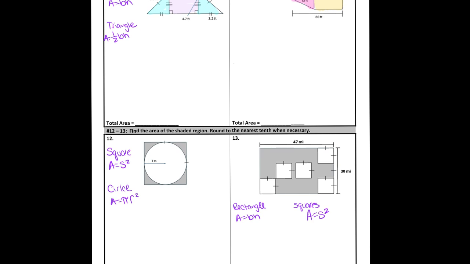Work carefully, write down all of your process. The answer key will be posted to Canvas at the end of the day.